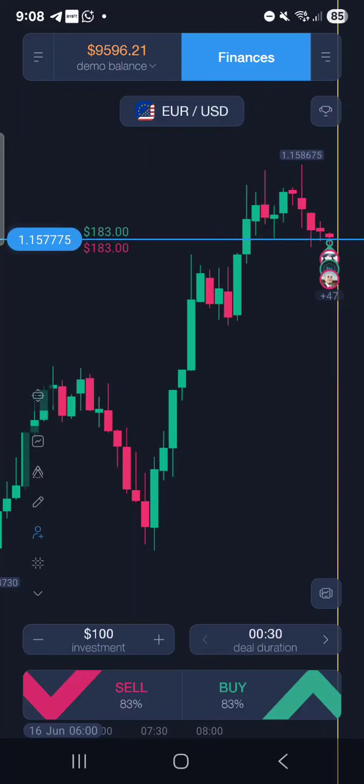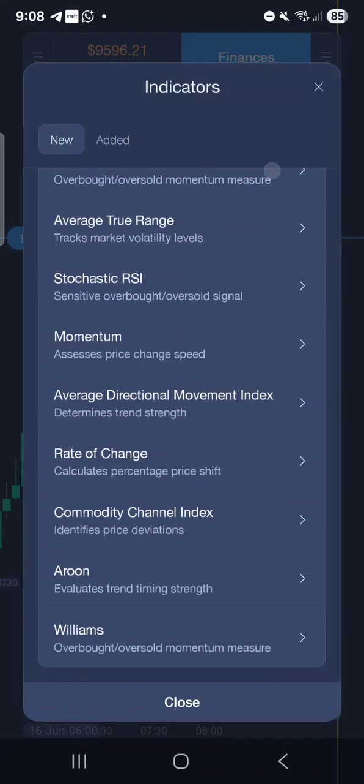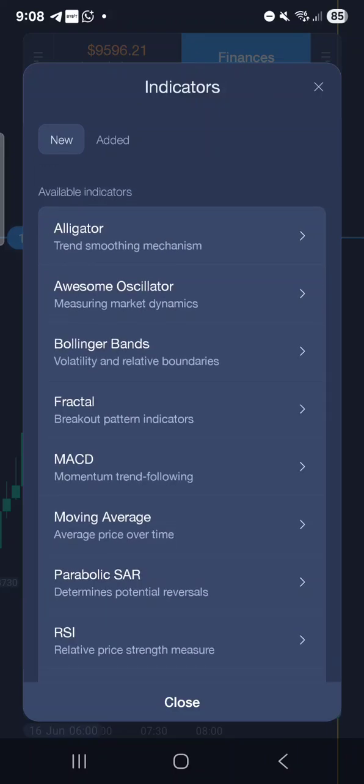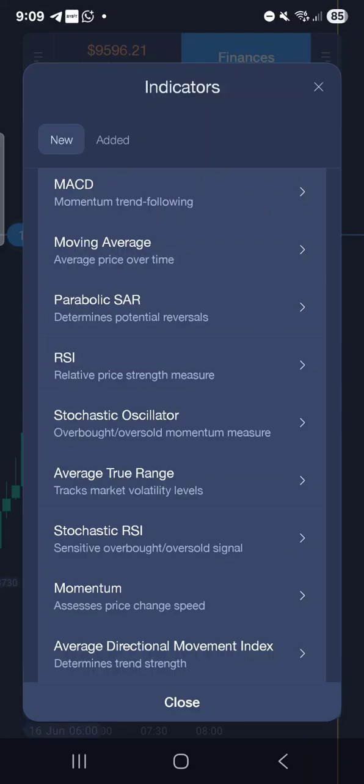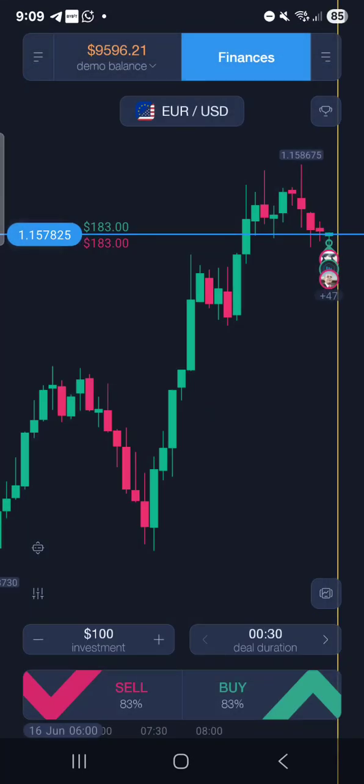Another part is indicators. This second one here are indicators. You can use it to analyze the charts, right? We have Bollinger Bands, MACD, moving average, different indicators that you can use to analyze. But even if you don't want to be analyzing, you can be using the signals on the channel. Just input it and you make money for yourself.